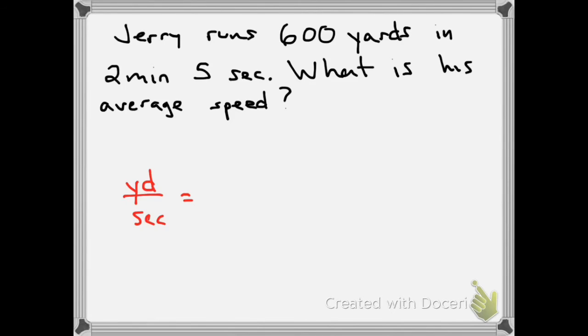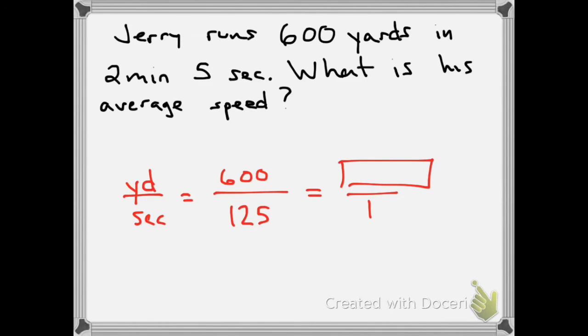All right, so we have a good starting point, no pun intended. So 600, 2 minutes, 5 seconds. Well, we know that there's 60 seconds in a minute. We got 2 minutes, that's 120, plus the 5. So we got 125. Our goal is to have 1 on the bottom here. Let's see what our missing number is going to be, and it is okay if we get a decimal of some sort. So we end up getting 4.8, which is 4.8 yards per second.